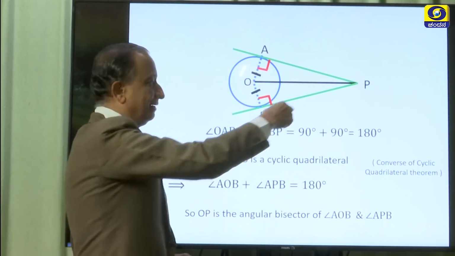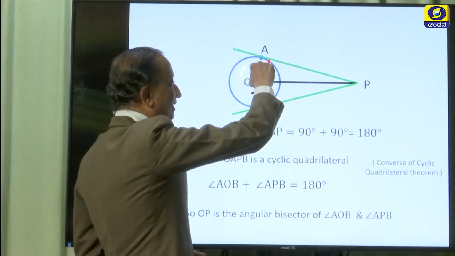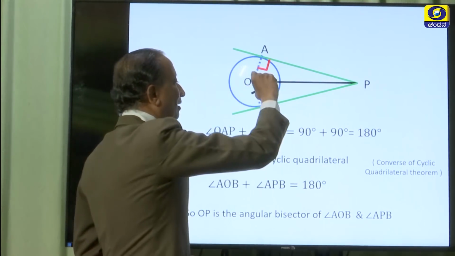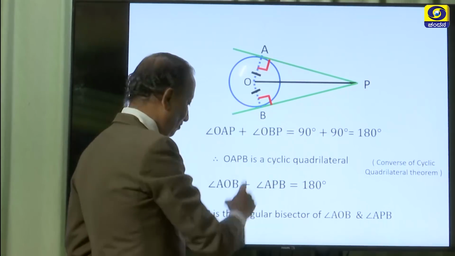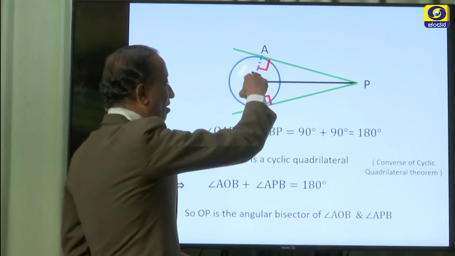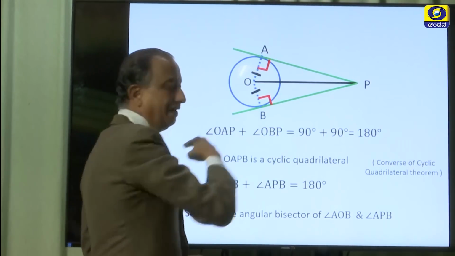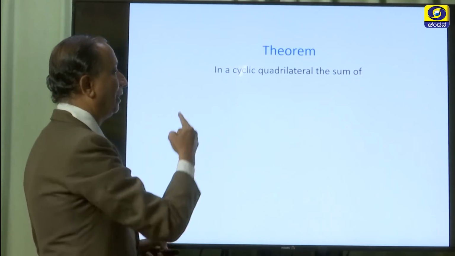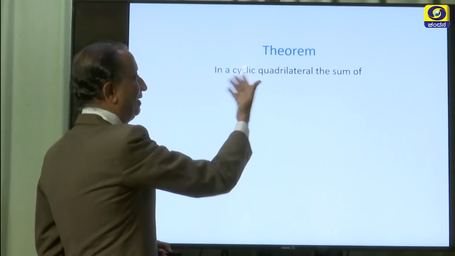this angle, that is the angle between the tangent and angle at the center. Since these two angles are equal and these two angles are equal, we can say that OP is the angular bisector of angle AOB and angle APB. Okay. Now, let us revise this theorem.